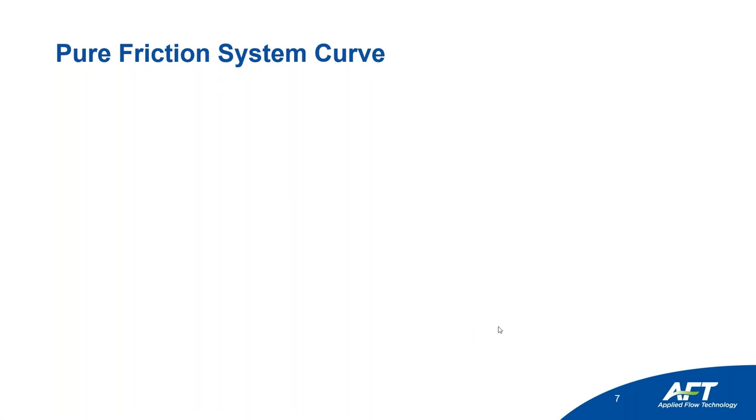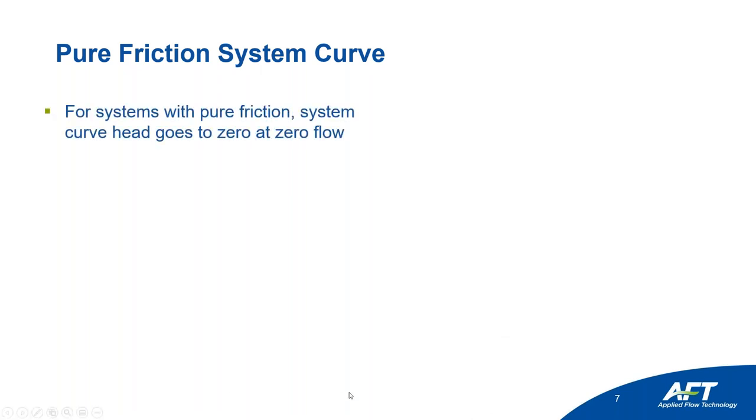So now we're going to talk about what a purely frictional system curve is. Again, we have the two components. We have the static head and then we have the friction head, and those two components on your system curve added together, that's what generates your total dynamic head at the operating point. Now, if we consider a purely frictional system, that means that your system curve is going to go through the origin. So at zero flow, you're going to have zero head loss.